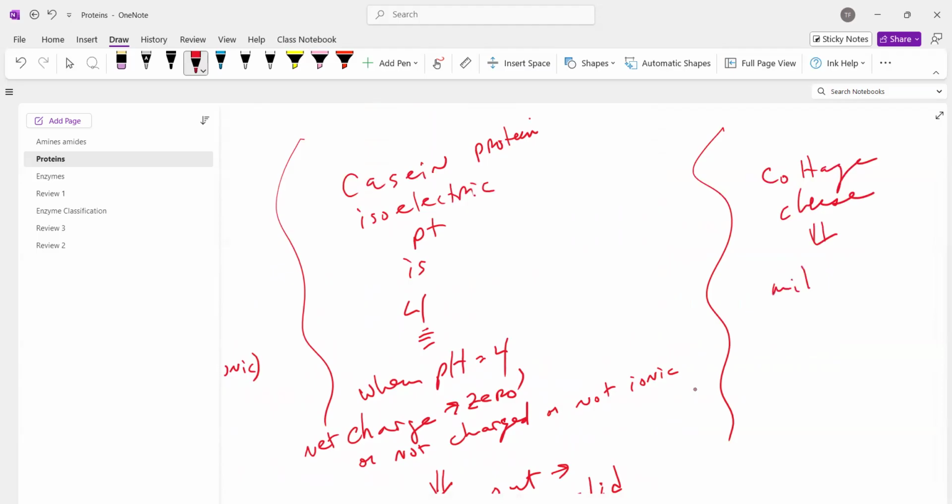so you take milk, add acid, pH goes down to 4. Now the casein is at its isoelectric point of 4, so what happens is you form curds. Curds are solid casein protein. And the liquid leftover is called whey.